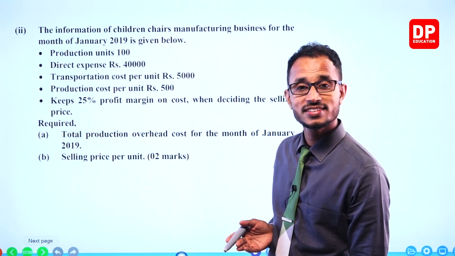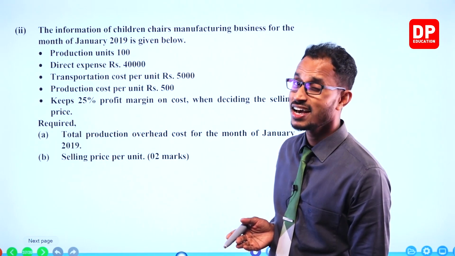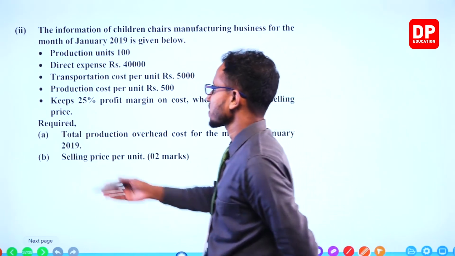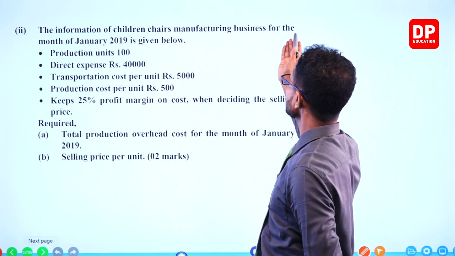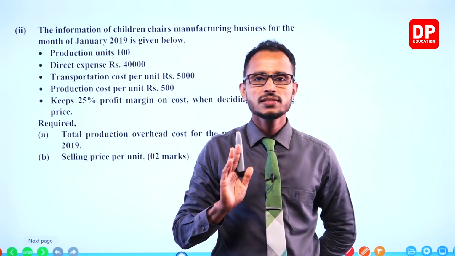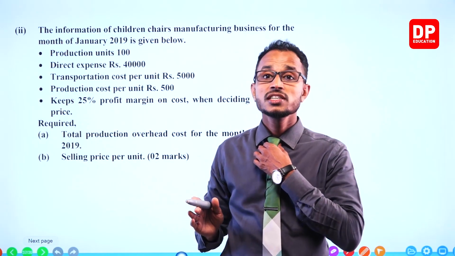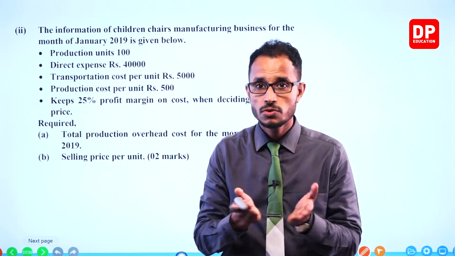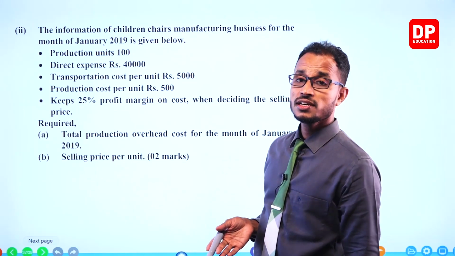Now you start to think, what is manufacturing? You don't know what is manufacturing. Production cost. Statement of production cost. So it says the information of children's chairs manufacturing business for the month of January given below. Now, what type of a business is it? Manufacturing children's chairs for a Montessori or for a nursery, for primary schools.